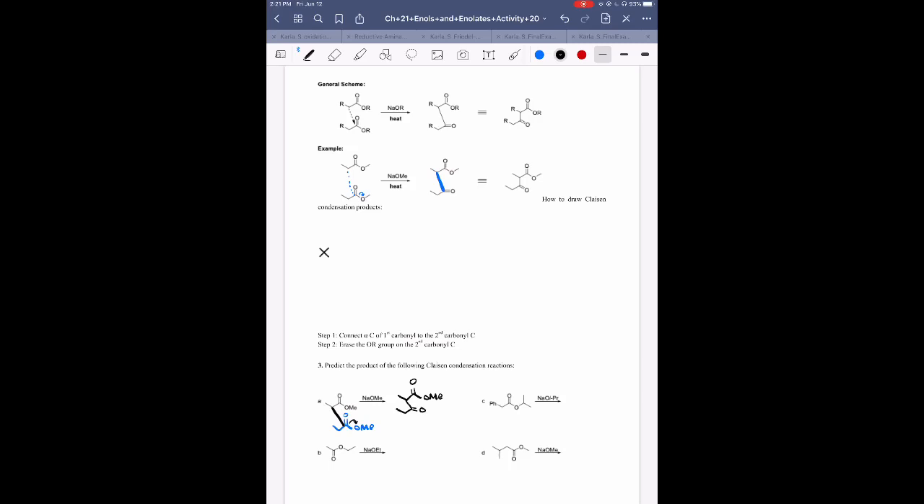The same thing we're going to do to the other ester. We're going to connect our alpha proton to our carbonyl carbon. We're going to kick out the OR group, and then we're going to have our product. We're also going to do the same thing for C and D. We're going to connect our alpha protons to our carbonyl carbon, and then we're going to kick out our OR groups.